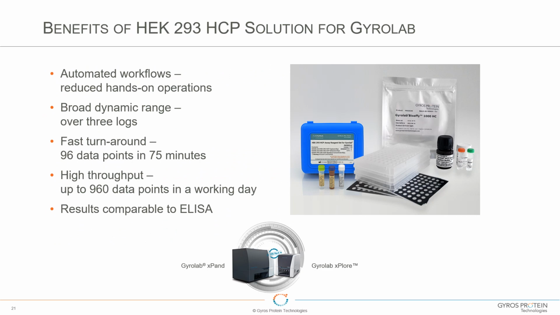So as we mentioned already, the benefits of the 293 solution is that it allows you to automate the workflow from a manual method, gives broad dynamic range, and really pretty fast turnaround relative to a manual ELISA method, and the results are comparable to the typical ELISA. Yeah. So the advantage of the toolbox is that it uses a high capacity CD. Right. The high capacity CD is very good when you're using polyclonals for capture. Yeah. So it gives a very high binding capacity, so it makes it very sensitive for measuring a wide variety of the host cell proteins.